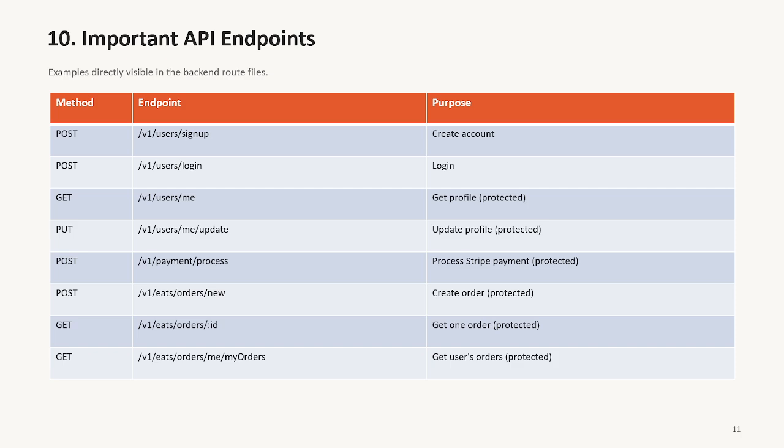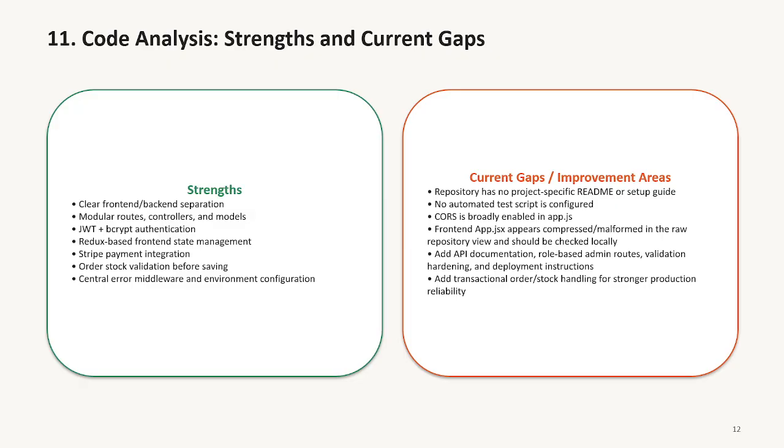Now the strengths and future improvements. Every project has strengths and areas for improvement. Let me first explain the strengths. The first strength is the clean architecture. The front end and back end are separated, making the application easier to maintain.